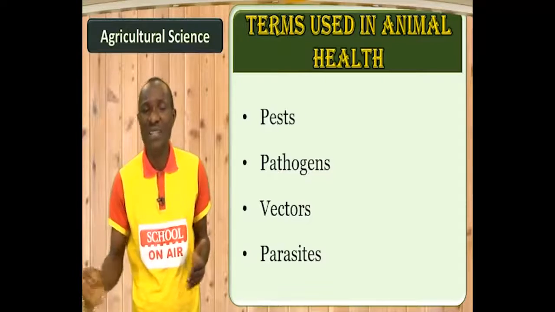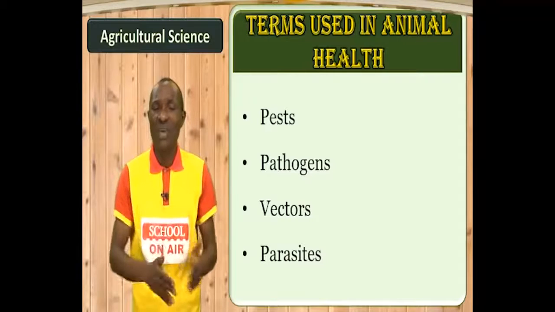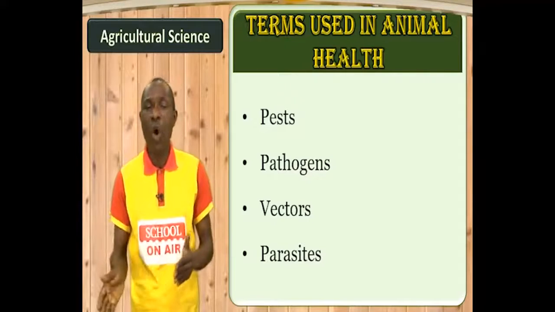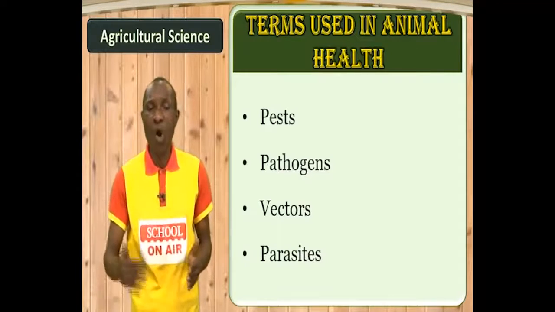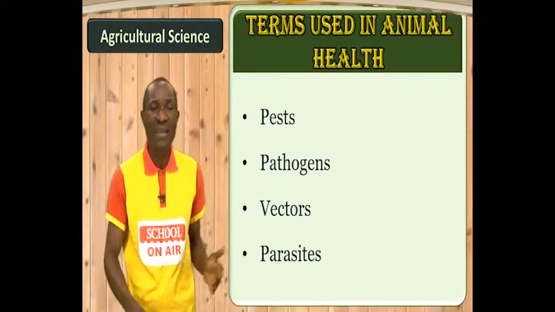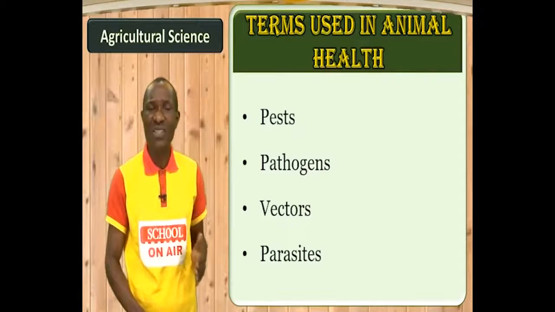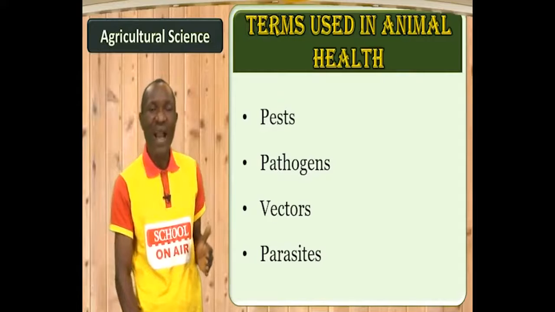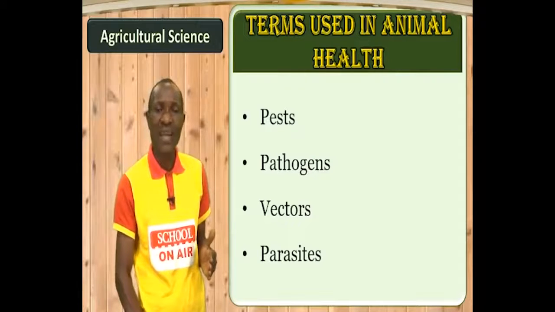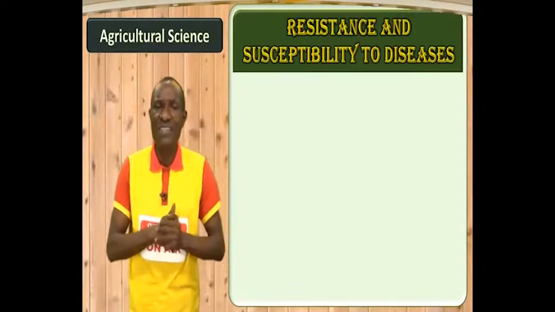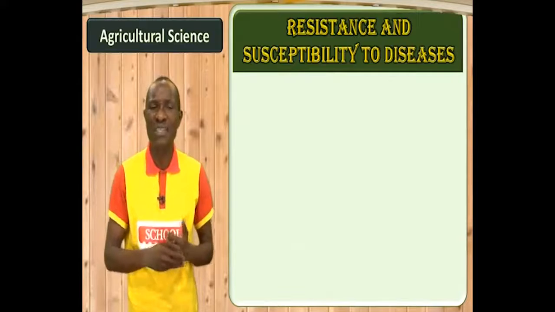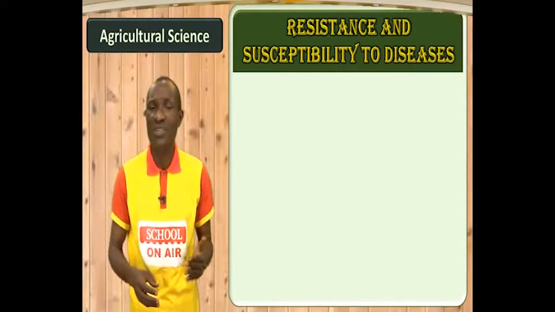For our animals. And when you talk about parasites now, the parasites can be endo or ecto. They live in or on our farm animals. So all these are the terms that we use in animal health. And at the same time, let's move to the resistance and susceptibility to diseases.